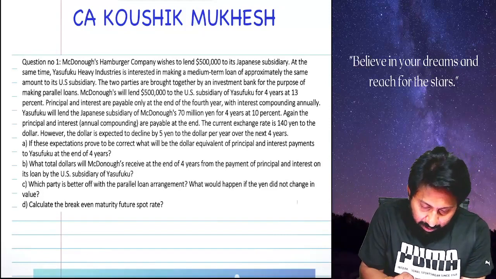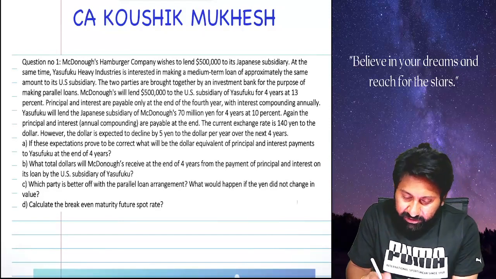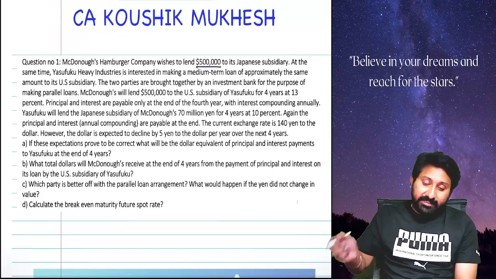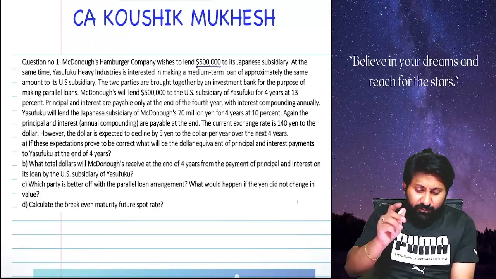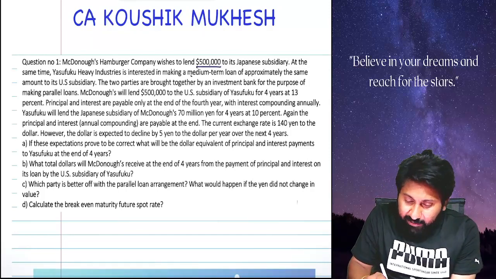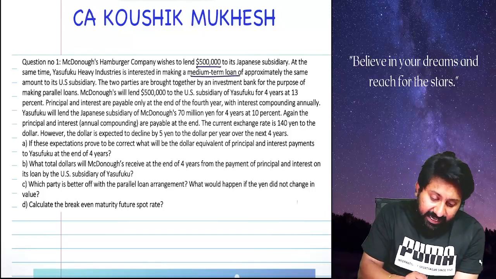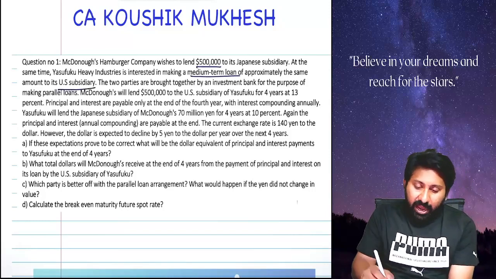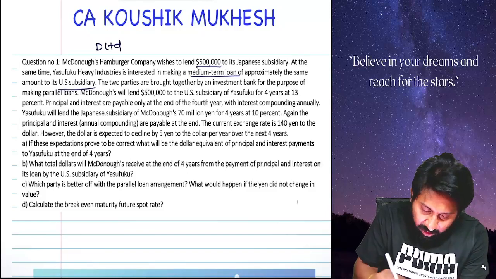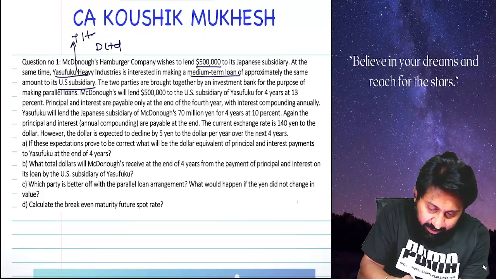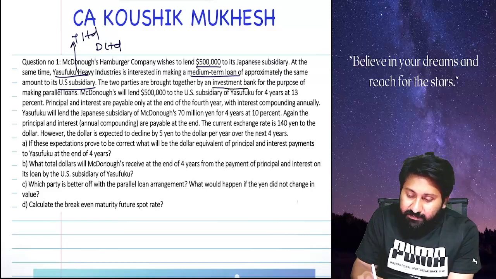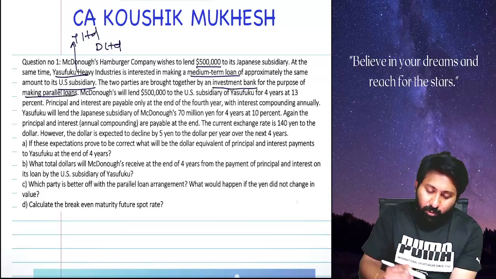Let's read. McDonald's hamburger company wishes to lend $5 lakh to its Japanese subsidiary. At the same time, Yasufuku Heavy Industries is interested in making a medium term loan of approximately the same amount to its US subsidiary. I call it D Limited of USA. I will call this Y Limited of Japan for understanding. The two parties are brought together by an investment bank for the purpose of making parallel loans.